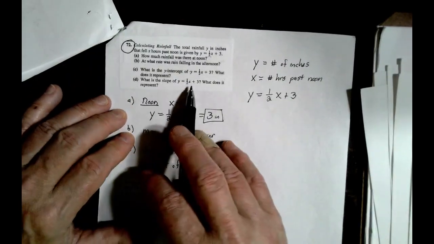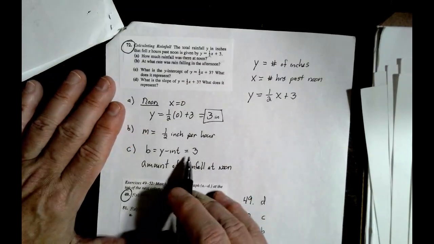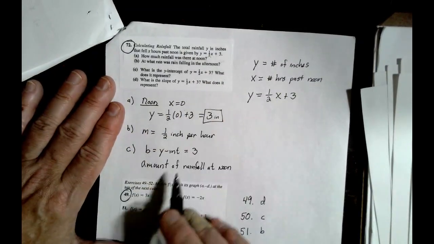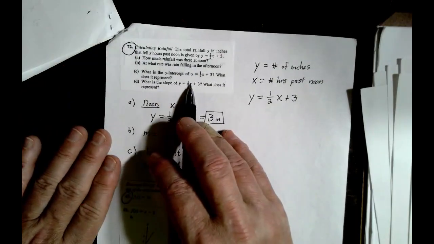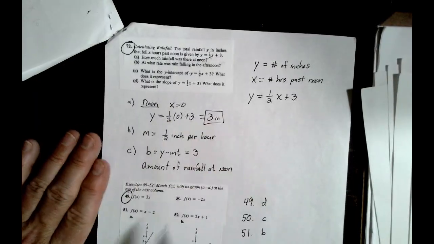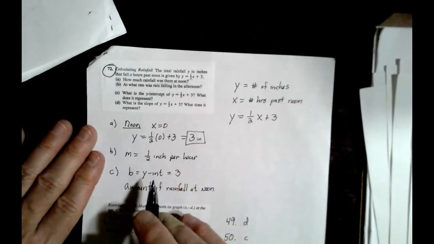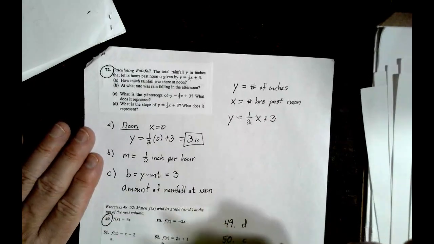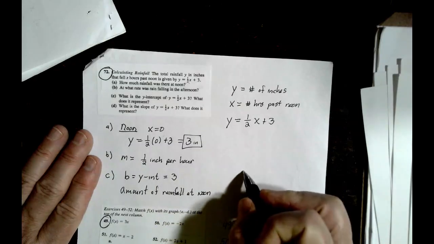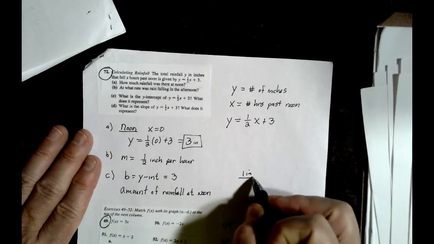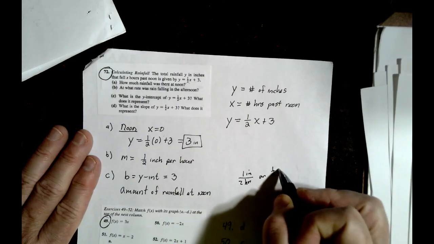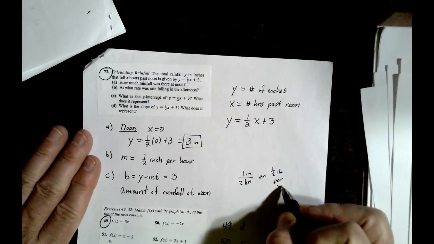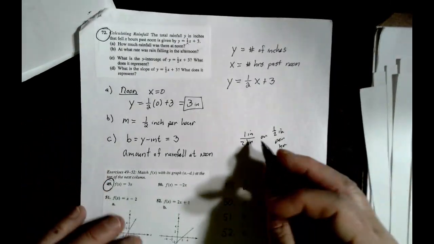And then C, what is the y-intercept of this thing? Well, it's 3. 3 is your y-intercept. And what does it represent? It means the amount of rainfall that you had at noon. Right? It means that when time is 0, or noon, you had 3 inches of rain already. All right, and then D, what does the slope represent? It represents the rate of rainfall per hour. So 1 over 2 means 1 inch per 2 hours, or 1/2 inch per hour. You can think of it either way, 1/2 inch per hour or 1 inch per 2 hours.